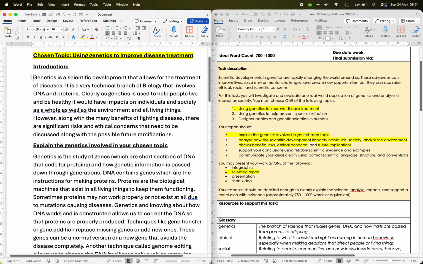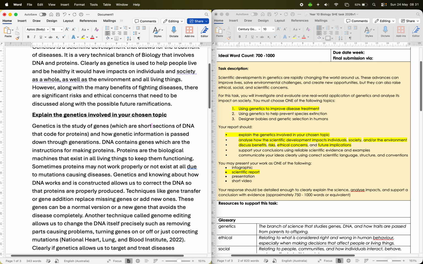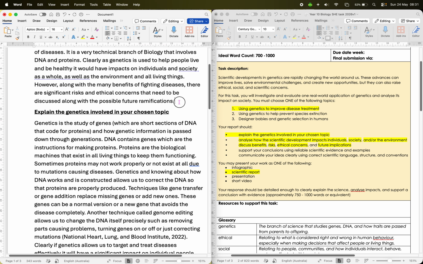Is that an effective introduction? Genetics is a scientific development that allows for treatment of diseases. It is a very technical branch of biology that involves DNA and proteins. Clearly, as genetics is used to help people live and be healthy, it would have impact on individuals and society as a whole, as well as the environment and all living things. However, along with the many benefits of fighting diseases, there are significant risks and ethical concerns that need to be discussed, along with the possible future ramifications.